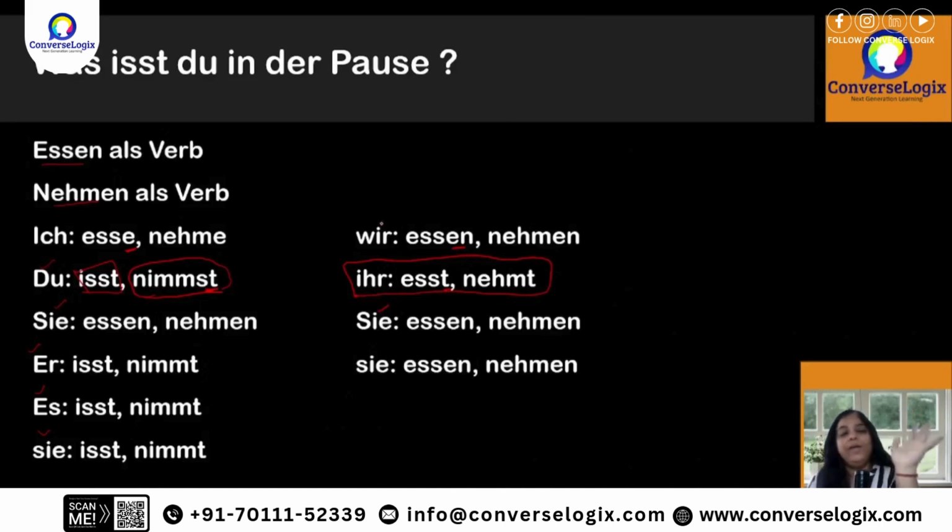okay, now I come to the point again. essen and nehmen, they change themselves. where do they change? कहाँ पे याद रखना है चेंज को? यहाँ पे du के साथ. ich esse, ich nehme, wir essen, wir nehmen, that's okay. du isst, du nimmst, ihr esst, ihr nehmt. so यहाँ पे वो अपना फॉर्मूला फॉलो कर रहे हैं, that's not a problem. sie essen, sie nehmen, sie essen, sie nehmen.